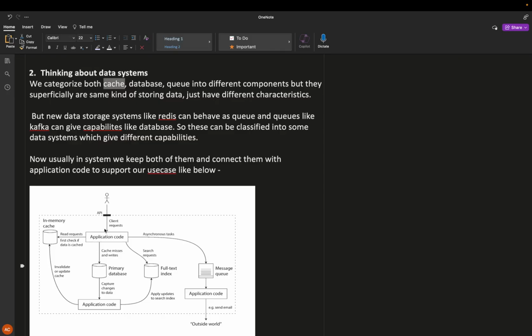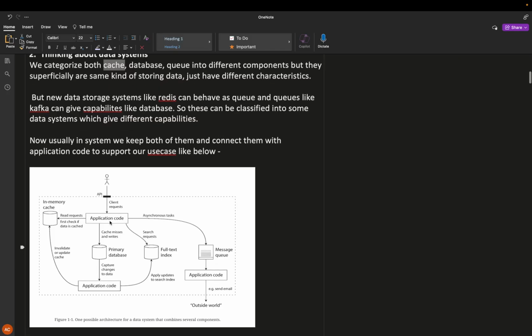So first, once a request comes, it goes to cache, it comes back to application code, and cache says maybe I don't have the data. Then it goes to the primary database, which returns the data, which application code might put into the cache. And then maybe there was also a search query, right? So a search query goes into a search index, a full text index, which is again bound by application code, and returns the result, right?